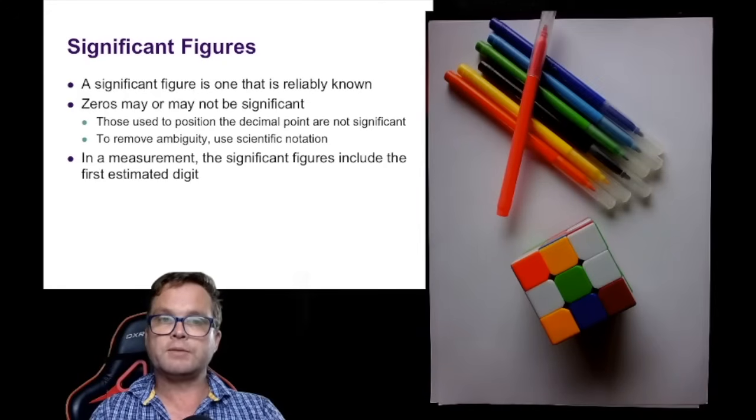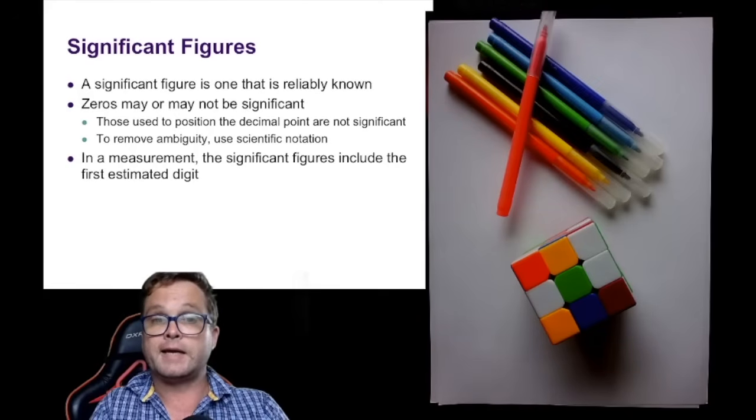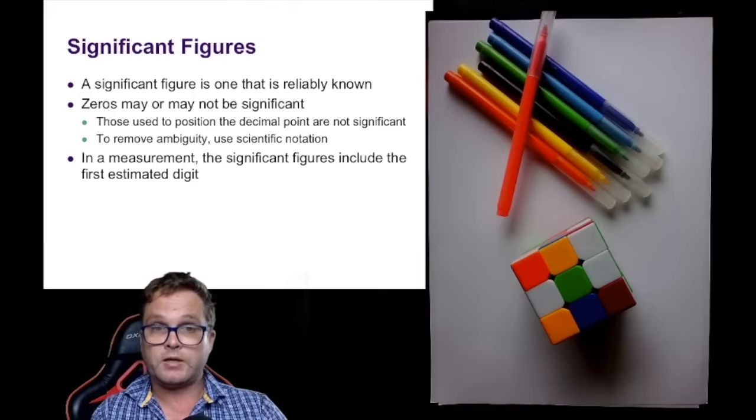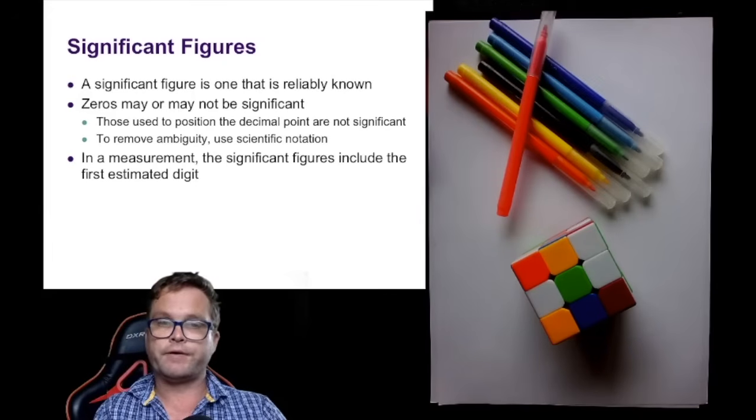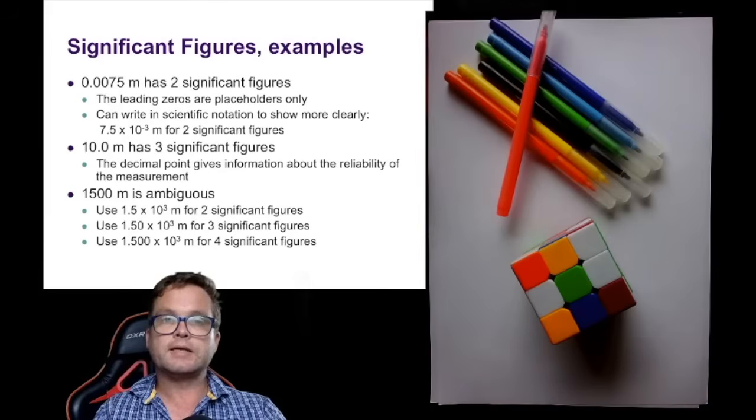So in a measurement, then, the significant figures will include the first estimated digit. That would be the case in a measurement. But let's look at some examples, then it will become clearer.